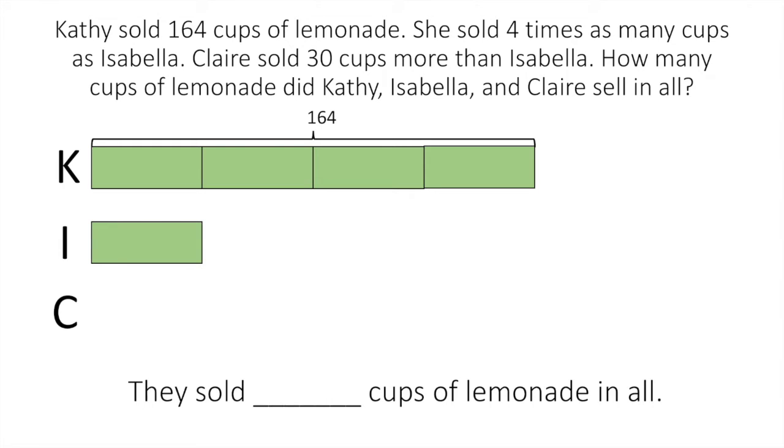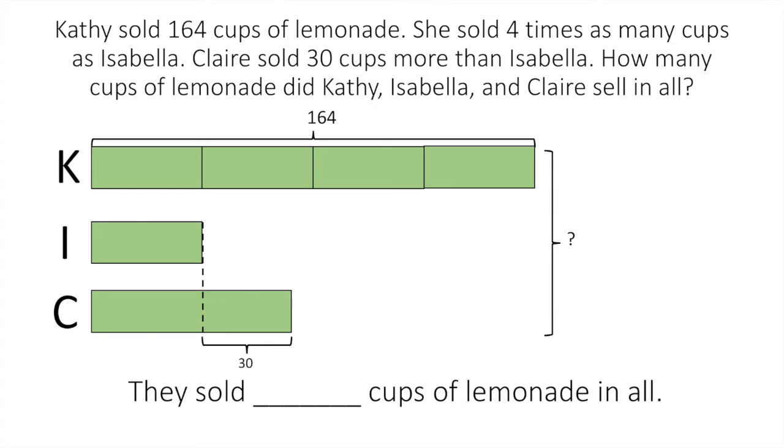The next line of information says that Claire sold 30 cups more than Isabella. So that means that Claire's bar is going to be a little longer than Isabella's, and the extra should be labeled 30 for 30 cups of lemonade more. I'm asked how many cups of lemonade did Kathy, Isabella, and Claire sell in all? So my question mark is going to be off to the side. Now I can begin solving.